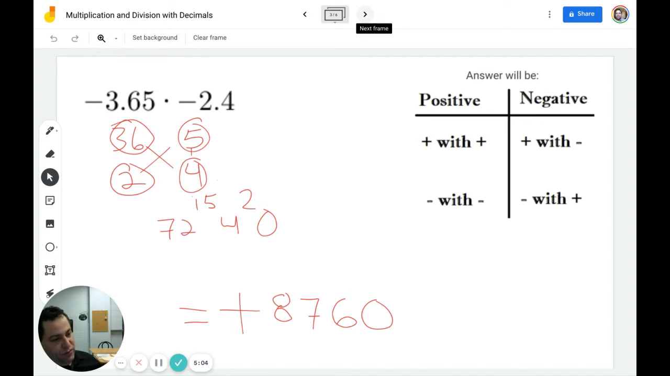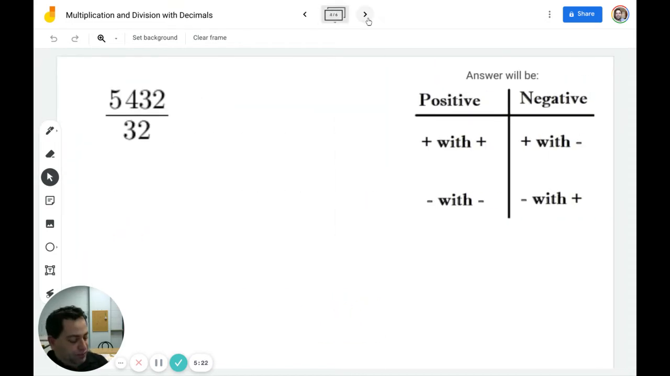Now I look back to the original problem. I have 1 decimal point here, and I have 2 decimal places here. That's a total of 3 decimal places. So I go over 3 from the right, and I'm left with 8.760 or 8.76.